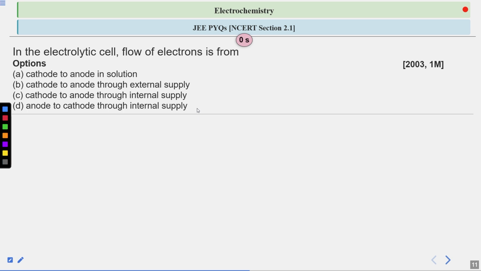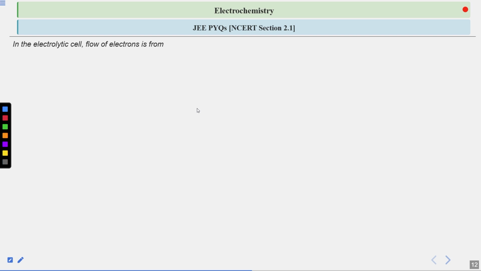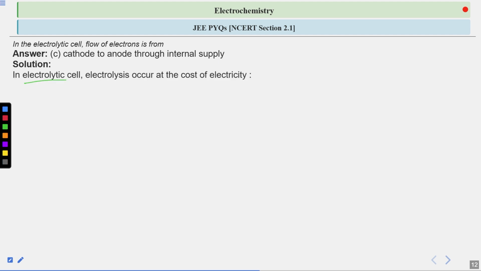Okay, let's see. Now for this question, the correct answer is option C, that is cathode to the anode through the internal supply. So in the electrolytic cell, electrolysis is the process which occurs at the cost of electricity. That means when you pass the electricity, then the electrolysis process occurs.